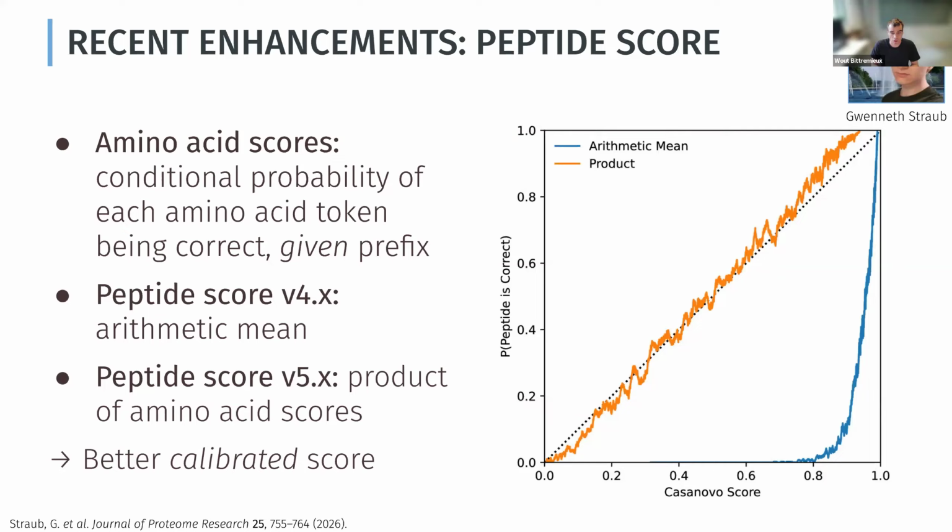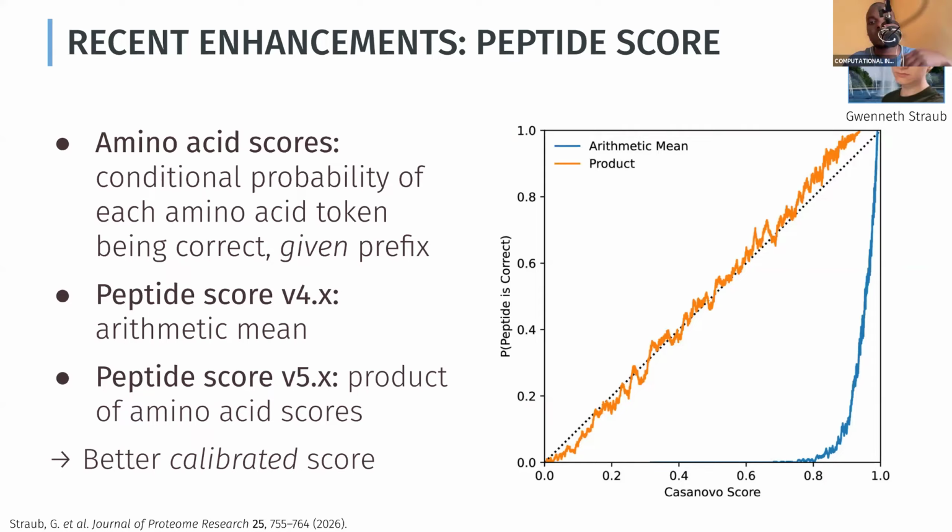Yeah, so this is done as a post hoc calculation to derive peptide scores from the amino acid scores that are produced by the model. So this is just first making a prediction, and then either initially we took the mean of those amino acid scores, and now in the latest version we take the product of those amino acid scores to give a single peptide score.